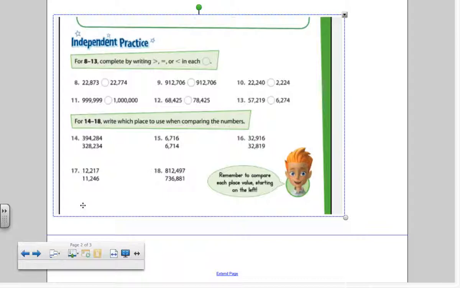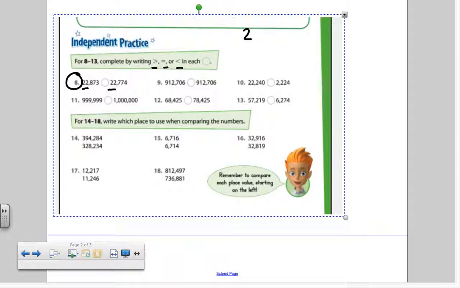Okay, we've watched a video, we've practiced, we've made an anchor chart, so refer to these if you need help. I'm going to help you with a few of these. Let's take a look at number 8. First of all, practice reading the number. We say 22,873 is greater than, equal to, or less than 22,774. Very important, you want to line the numbers up.